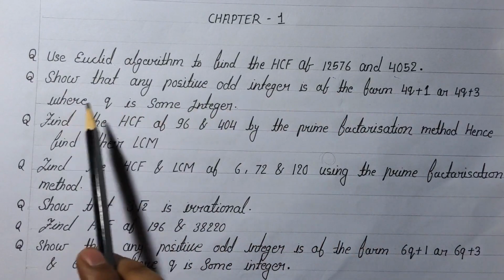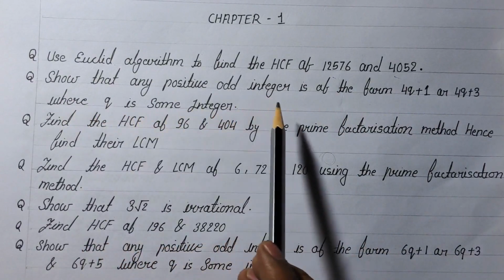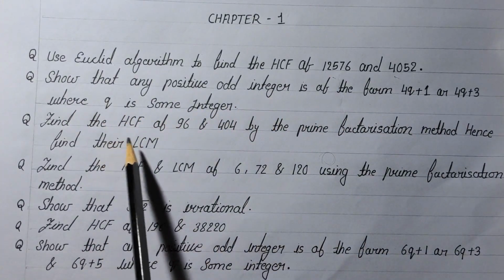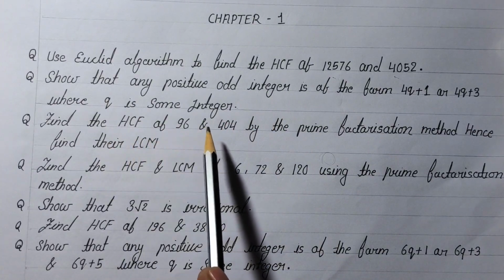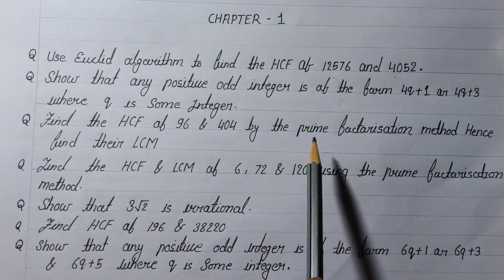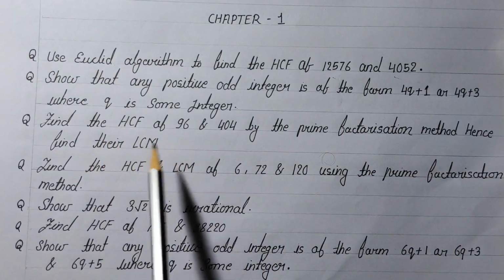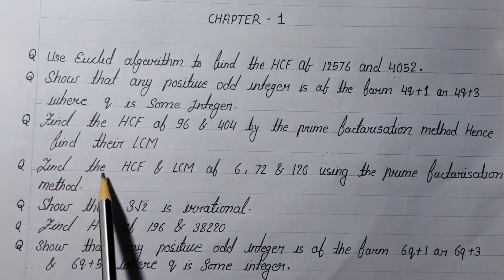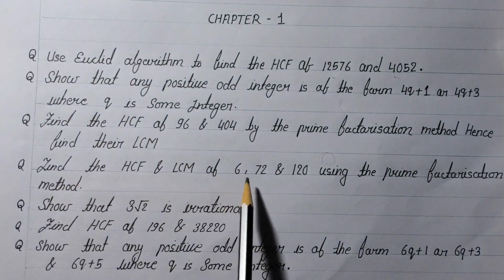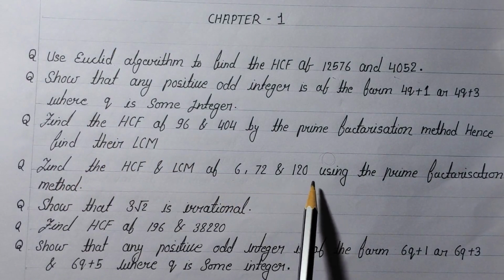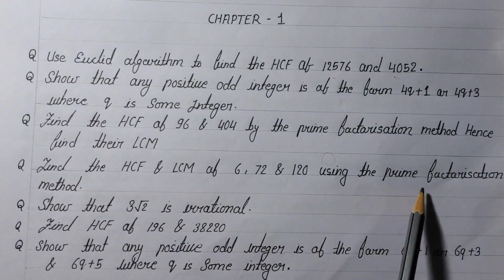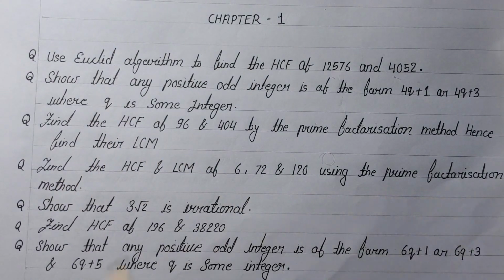Next, show that any positive odd integer is of the form 4q plus 1 or 4q plus 3, where q is some integer. Next, find the HCF of 96 and 404 by the prime factorization method, hence find the LCM. Next, find the HCF and LCM of 6, 72 and 120 using the prime factorization method. Next, show that 3 root 2 is irrational.